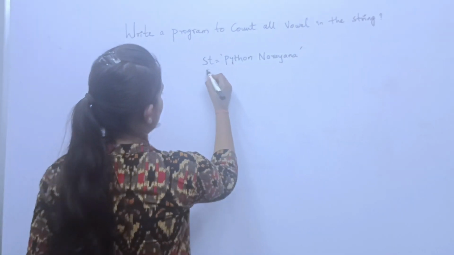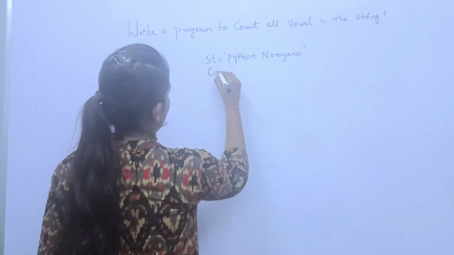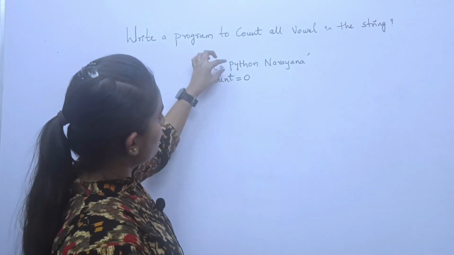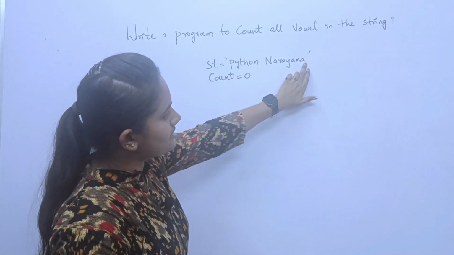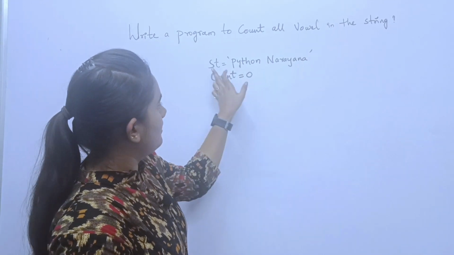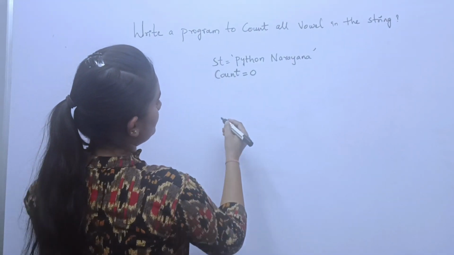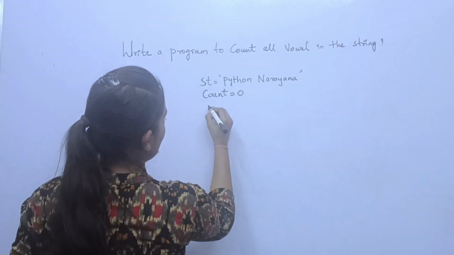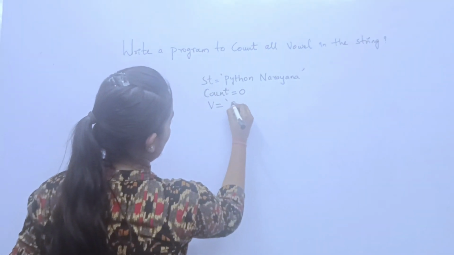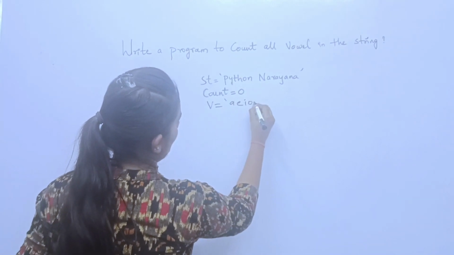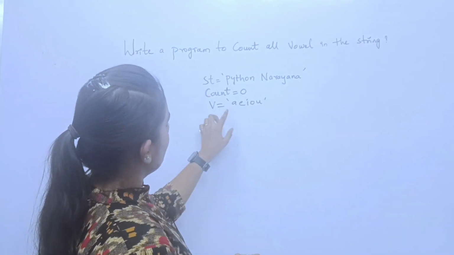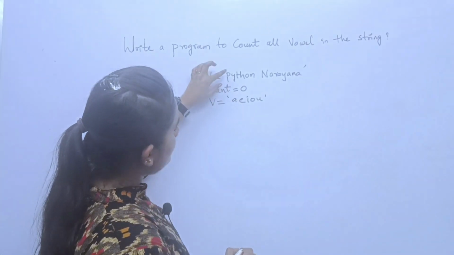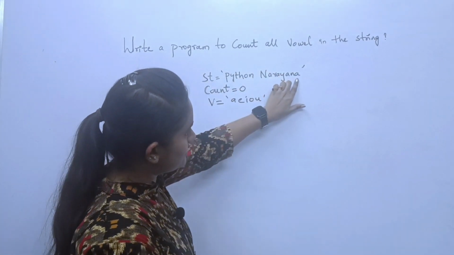So I take count equals 0. From the 0th character up to the last, we should go through this string. After counting, we should take the vowels. We want to find the vowels in the string. So we should take V equals A, E, I, O, U. Once we have taken A, E, I, O, U, then we should check from the first character to the last character.